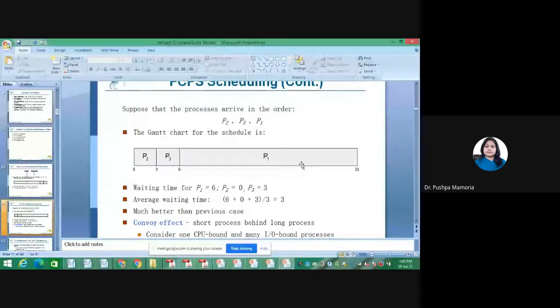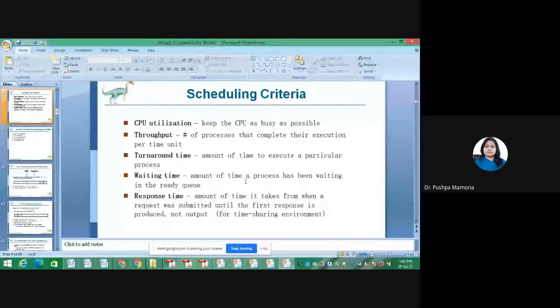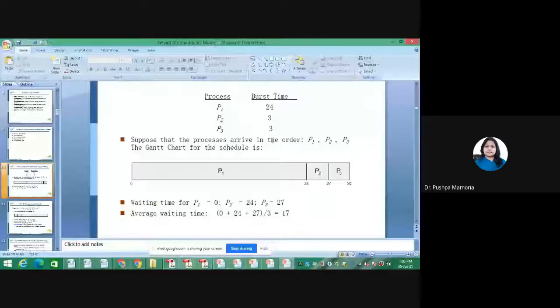So here we can see P2 and P3 have less execution time, and both have the same execution time. So here we will apply the principle of first in, first out. So first P2 will execute, then after that P3. Clear? So we'll start from P2.